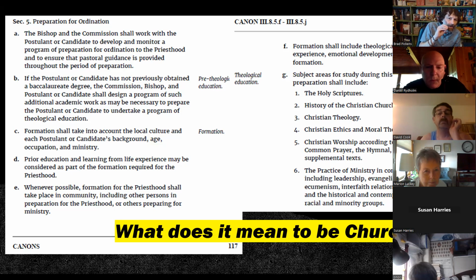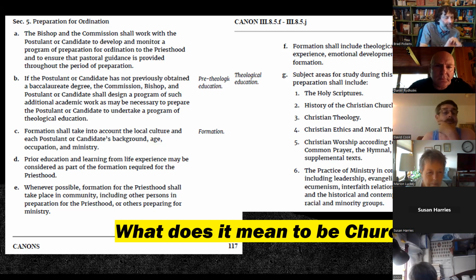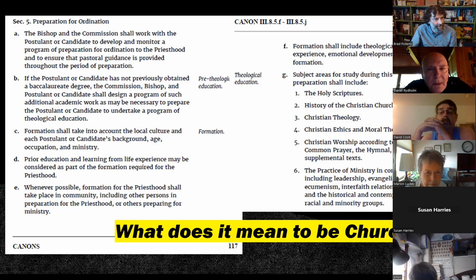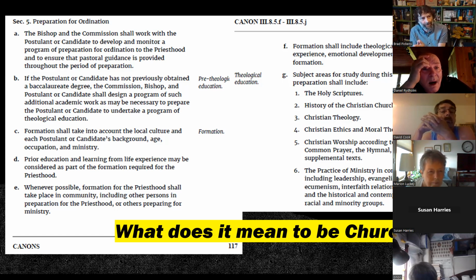All right. There are elements of our common history that are evidenced here. If you look, these are the canons for ordination. And I picked this out not because I think that's a particularly important or constitutive part of the church, but because it's actually one of the places where it's easiest to see these local differences, because this is spelled out in legal language. There's legislative structure here. The bishop and the commission shall work to develop. Like, shall is a legal word. You must do this. I'm looking at the top on the left-hand side. They shall work with the postulant or candidate to develop and monitor a program of preparation for ordination to the priesthood. Okay, so there's something that has to happen here.